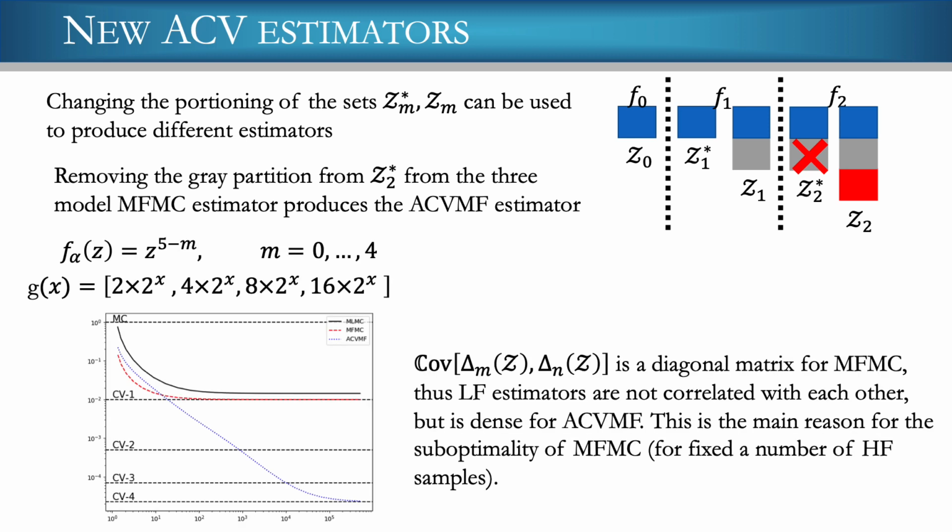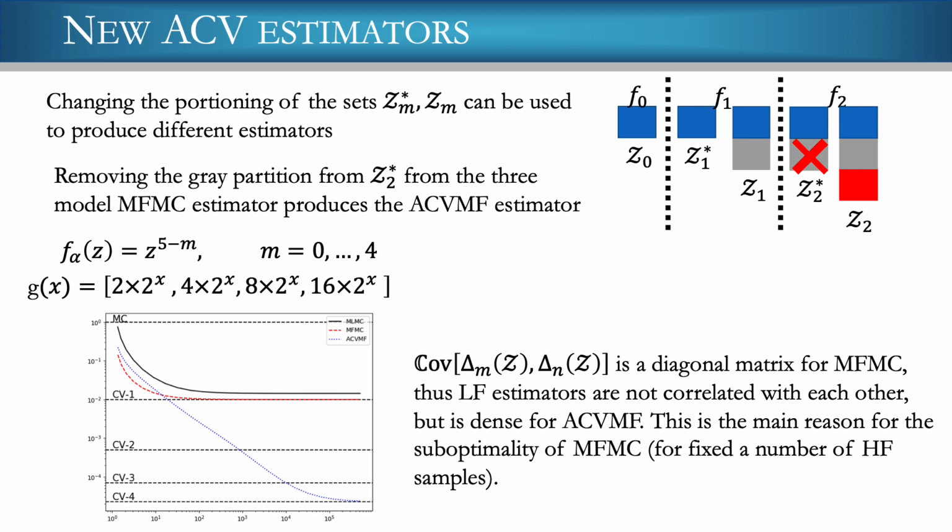The figure on the left highlights how the variance of ACVMF and MFMC estimators changes as we increase the number of low-fidelity samples while keeping the number of high-fidelity samples fixed. I presented a similar figure when comparing MFMC and MLMC in another video. The figure applies MLMC and MFMC to a model ensemble consisting of 5 polynomial models. The plot represents the decay in estimator variance as the number of samples used to evaluate each low-fidelity model is increased. They're increased according to the vector-valued function g.